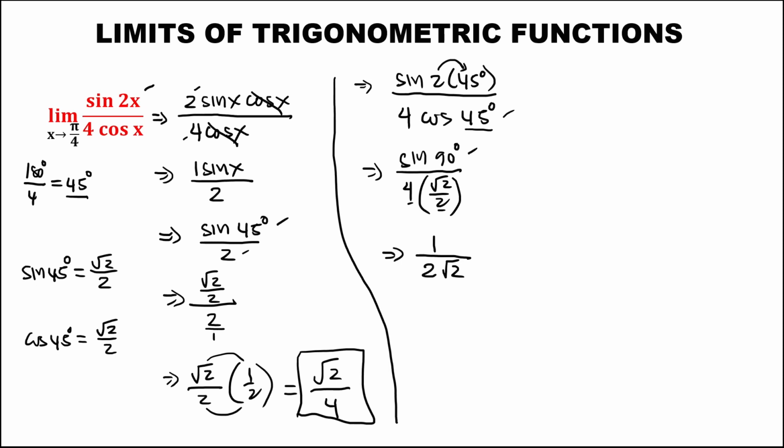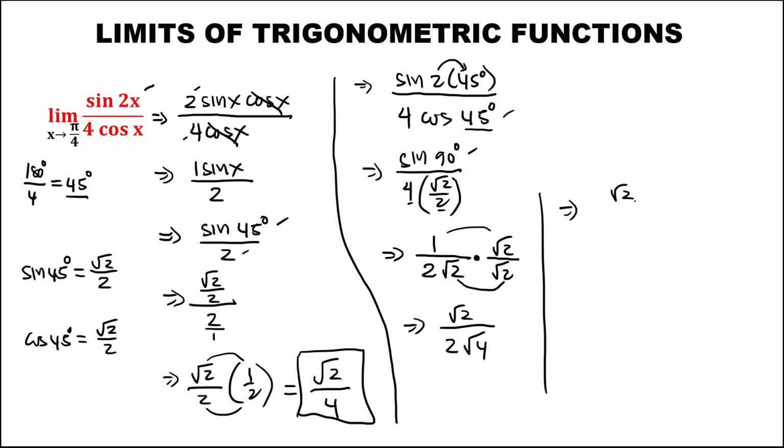Since the denominator contains a radical, we need to rationalize: multiply both numerator and denominator by square root of 2. So this becomes square root of 2 over 2, and square root of 2 times square root of 2 is square root of 4, which is 2, so 2 times 2. So the limit is equal to square root of 2 over 4. So these are the two ways of solving for this limit.